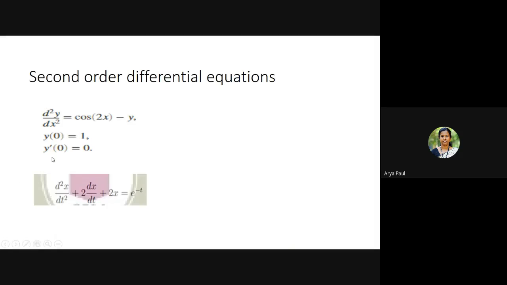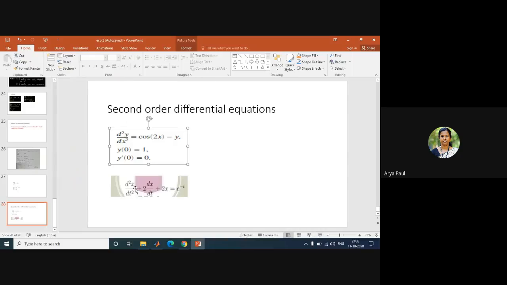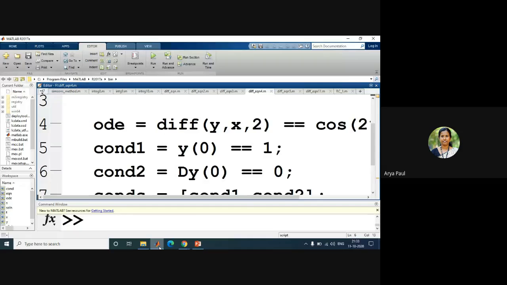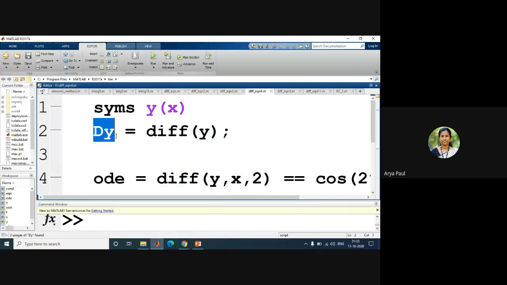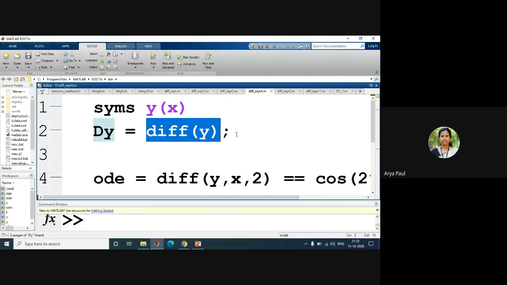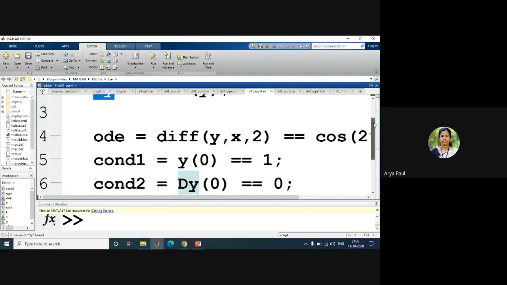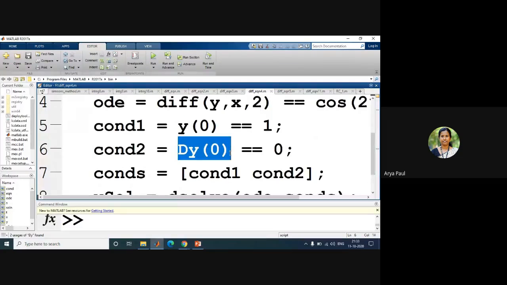Here, condition 2 is y dash of 0 equal to 0. What do you mean by y dash? Y dash is the differential of y. I have created dy as the differential of y initially, and I have already found the differential of y and put it into a variable dy. So dy of 0 equal to 0 means y dash of 0 equal to 0 as the second initial condition.